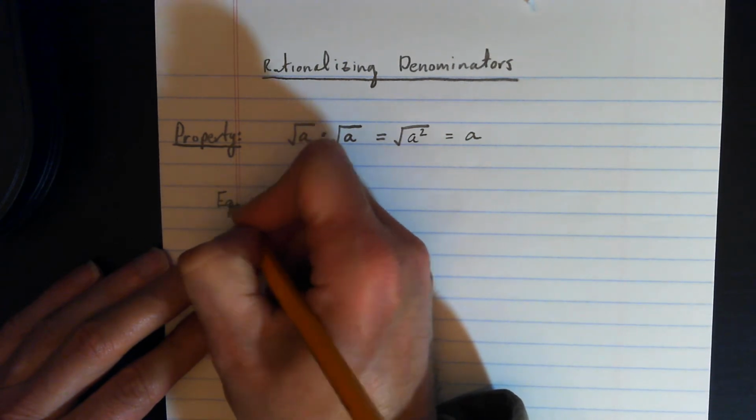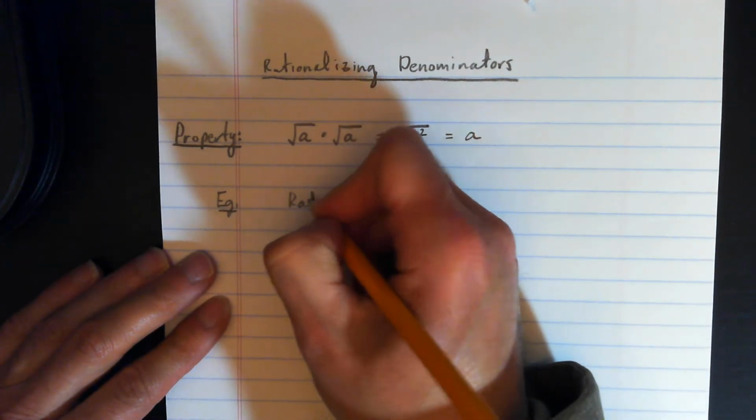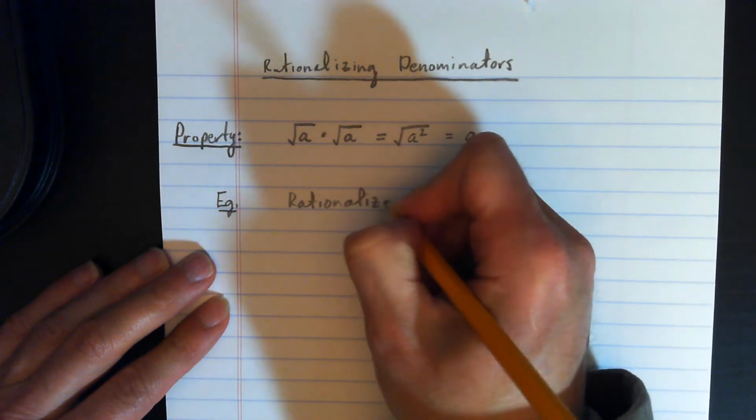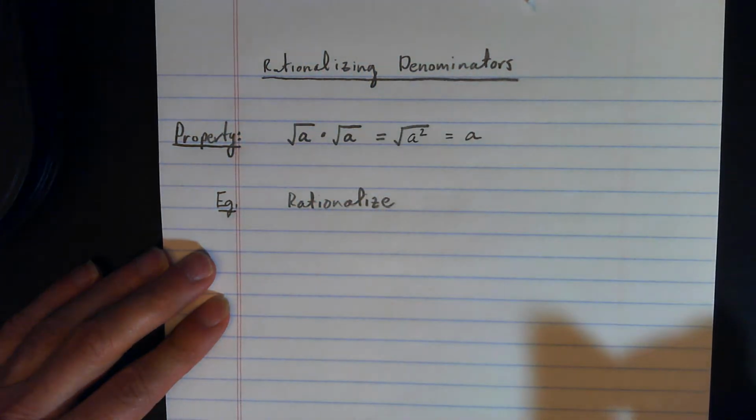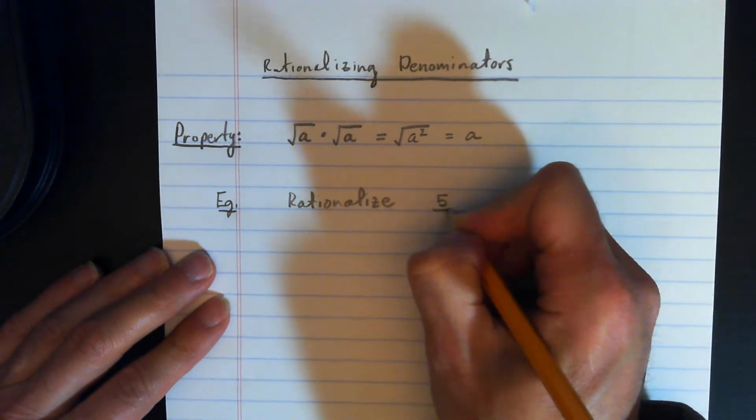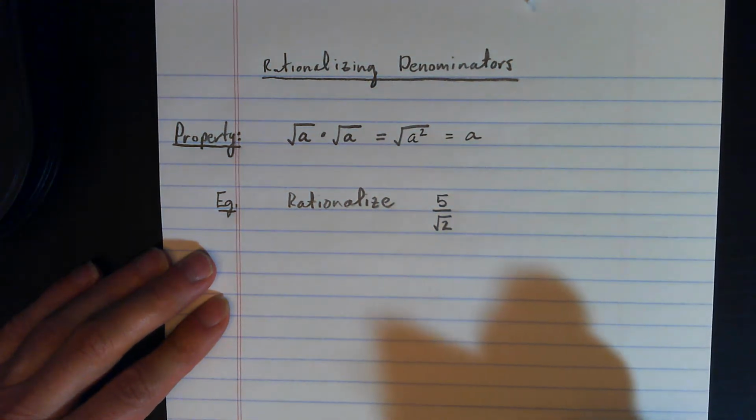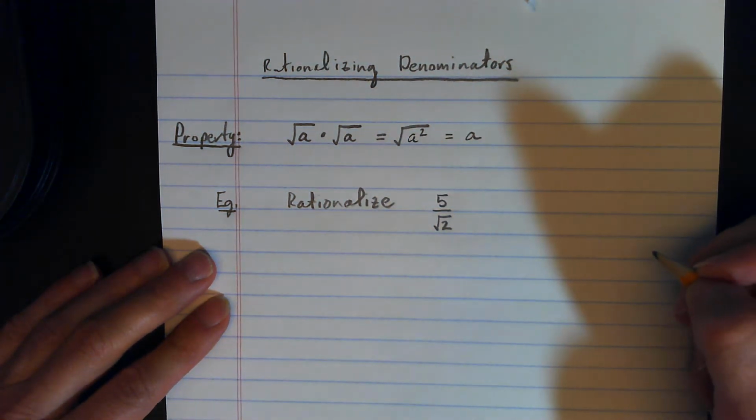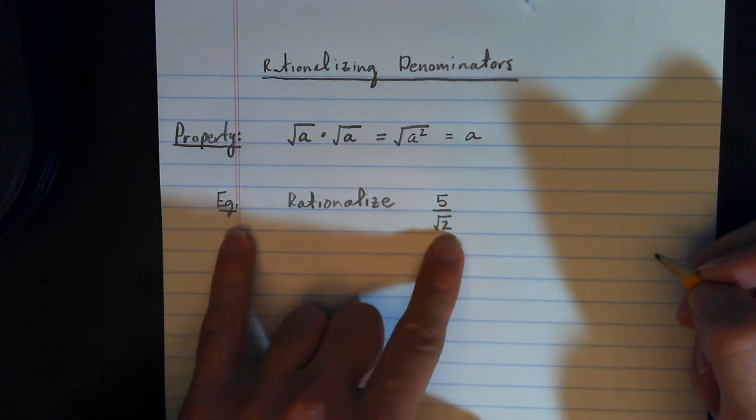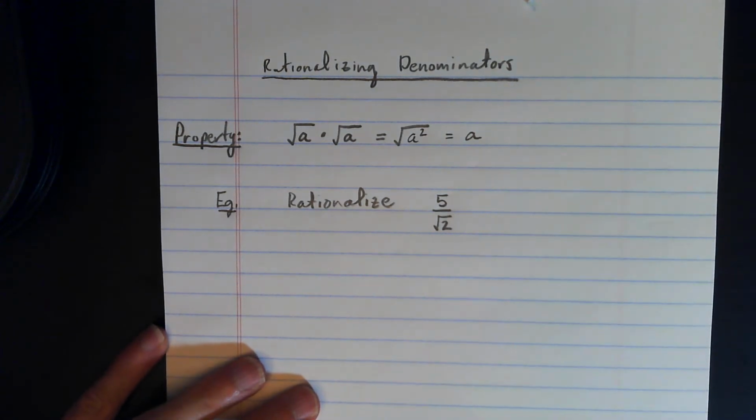And it's fairly simple. And so, for example, let's rationalize 5 over the square root of 2. All right, so all we need to do here, okay, we've got an irrational number in the denominator. Square root of 2 is an irrational number. So what we're going to do is just multiply the top and bottom by the square root of 2.